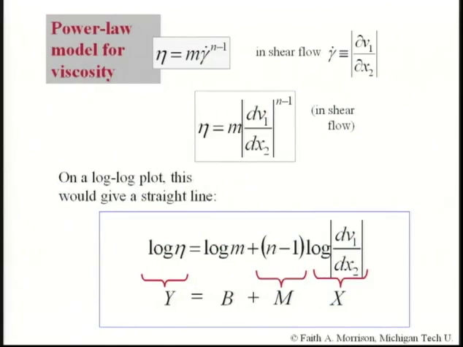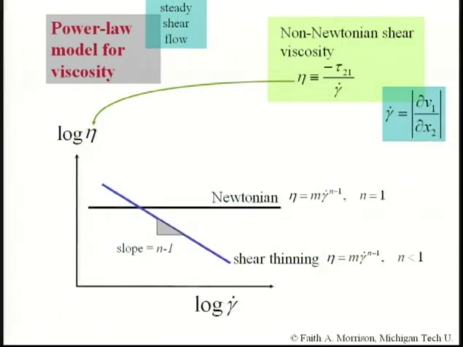On a log-log plot, if you take the log of this function, you get the log of the viscosity equals log of m plus n minus 1 times log of gamma dot, which in shear flow is equal to the magnitude of dv1 dx2. So this power law model gives this shear thinning behavior. It also captures Newtonian behavior if you let n equal 1.